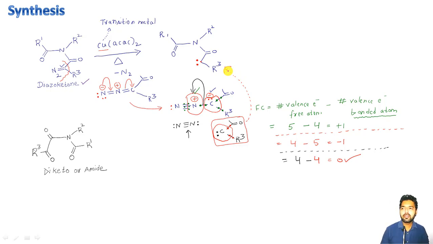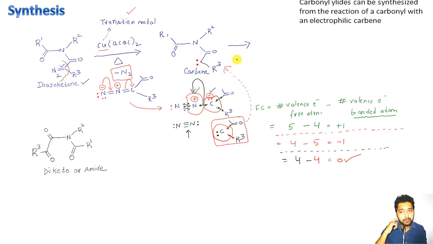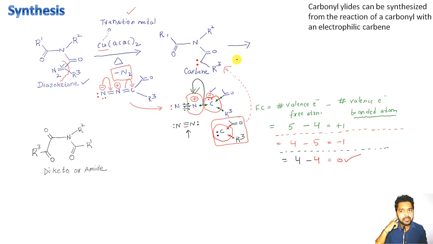In the presence of a transition metal, what happens is a diazo compound undergoes the elimination of a nitrogen molecule, generating a carbene species here. Let me write here a carbene species, right? And after that, please read from here. It says the carbonyl ylides can be synthesized from the reaction of a carbonyl with an electrophilic carbene.